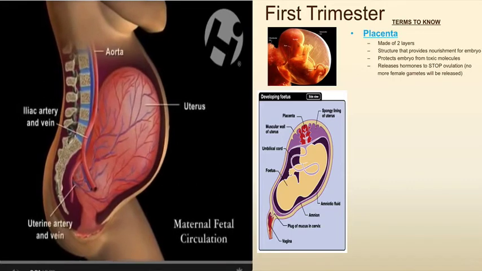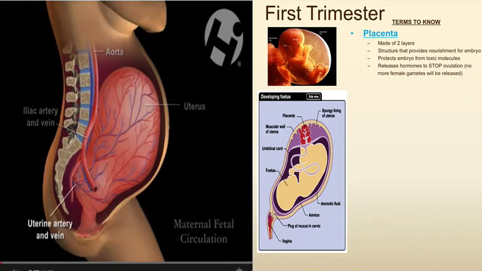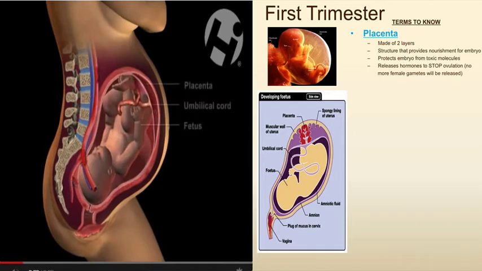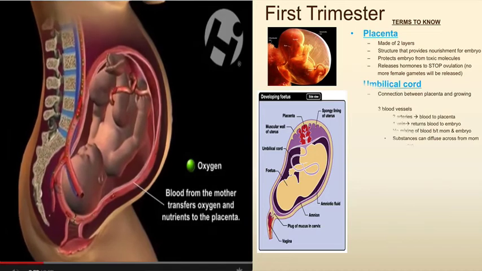The first term you need to know is placenta, and the placenta is actually made up of 2 layers. It's what is going to be providing nourishment to the embryo. It's also what's going to protect the embryo from toxic molecules that might be in the mother's body. And it's also going to release hormones that are literally going to stop ovulation, which means it will prevent any other primary oocytes from being released from the ovary during that 9-month period.